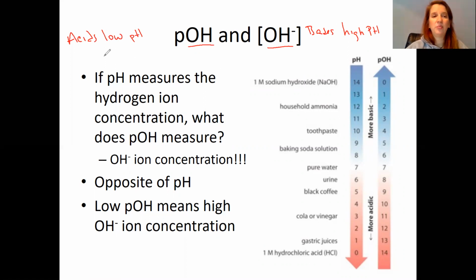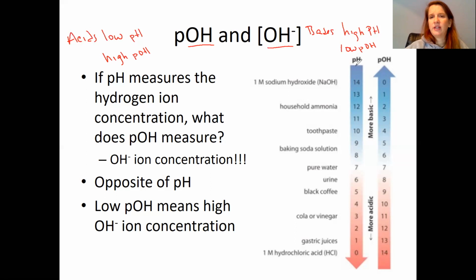So if something has a low pH, that means it's going to have a high pOH, meaning it has very few hydroxide ions. If something has a high pH, that means it's going to have a low pOH, because a high pH means it has a really small amount of hydrogen ions, which means it's going to make a lot of hydroxide ions. So pH and pOH have an inverse relationship. If one is high, the other one is low, okay?